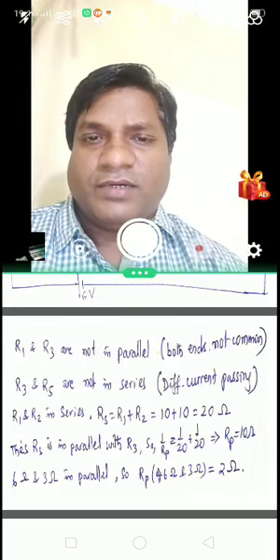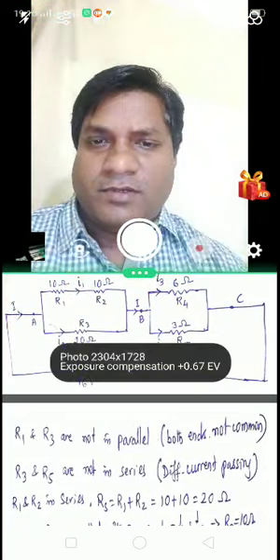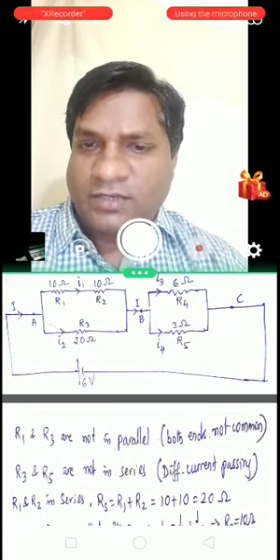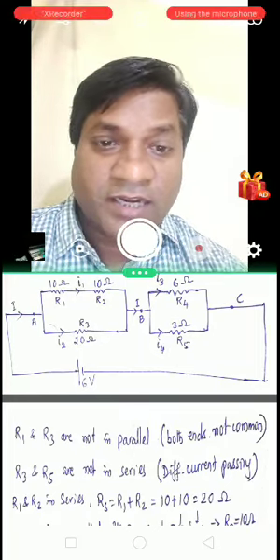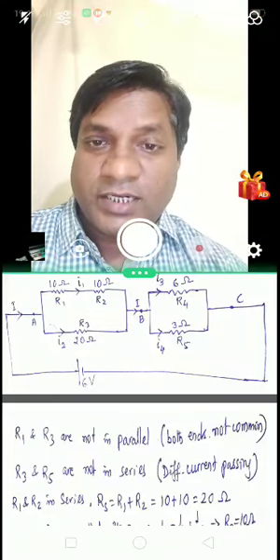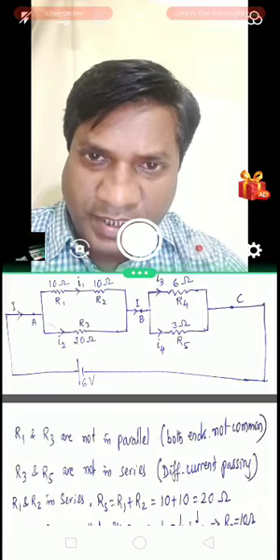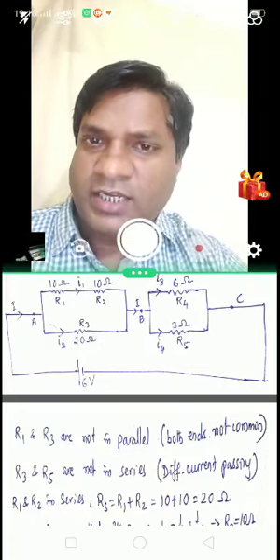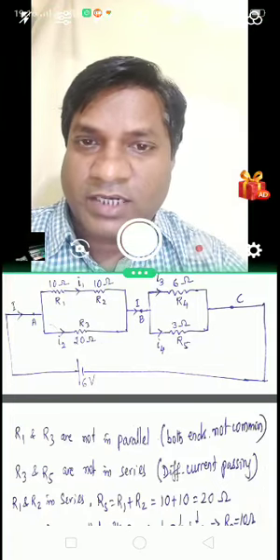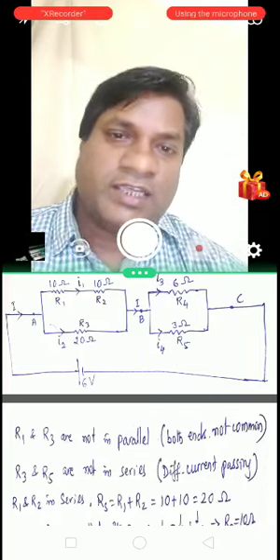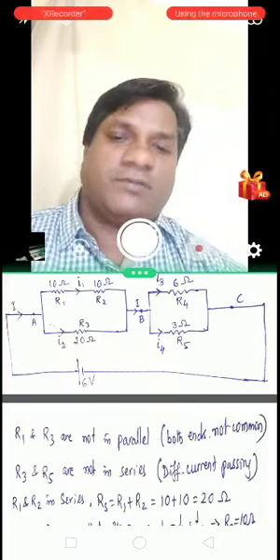Now, if you analyze this circuit, you can see that R1 and R3 are not in parallel combination. Why? It is because only one end of 20 ohm and 10 ohm, that means R1 and R3, are connected to the point A. But the other ends of the resistor R1 and the second end of resistor R3 are not connected to the same point. So R1 and R3 are not in parallel.